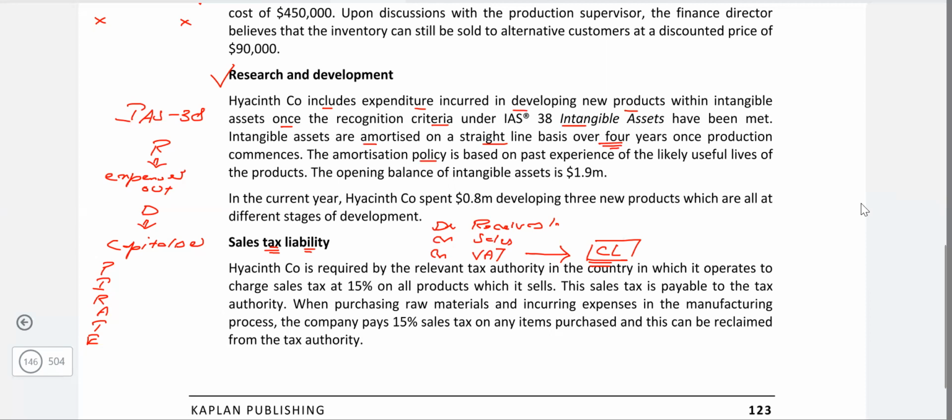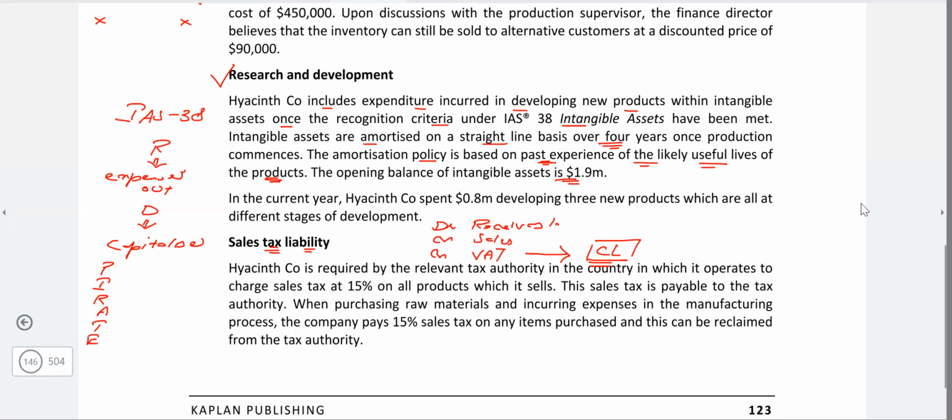The amortization policy is based on the past experience of the likely useful lives of the products. So we know it's an accounting estimate, and when you're making an accounting estimate, it does involve past figures, how much these assets were actually observed within those past years. So the amortization is according to that. The opening balance of the intangible asset is 1.9 million, which is the opening balance you can confirm from their financial statements as well as their other records.